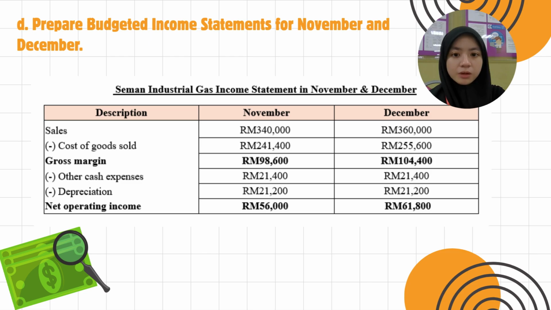So this is the result, and this is our budget income statement. In November, we got 19,800 ringgit, and for December, we got 100,000 ringgit. And then for net operating income, in November, we got 56,000 and for December 61,800.